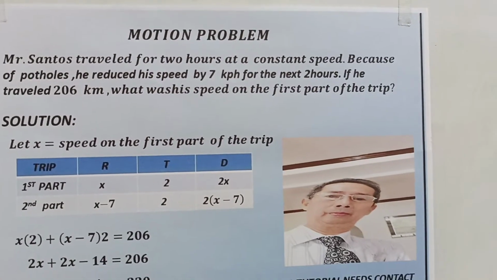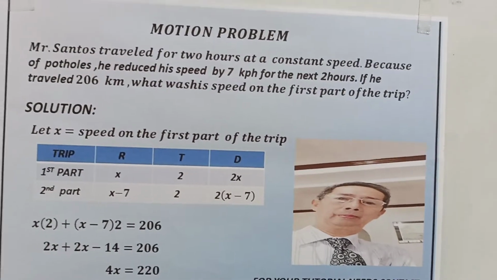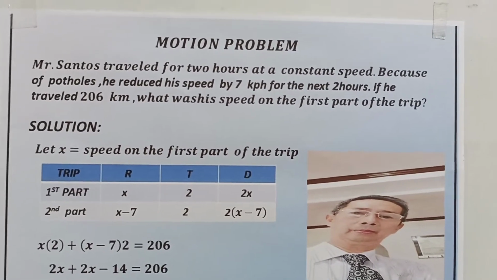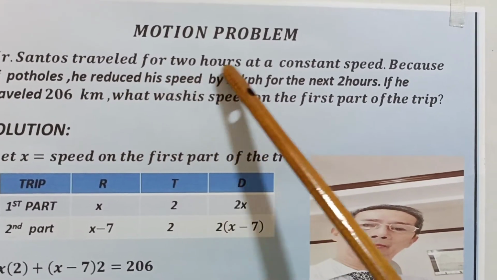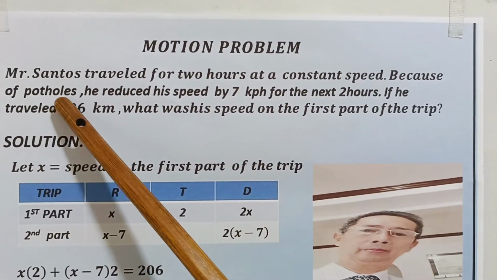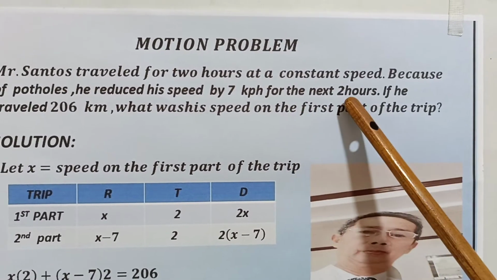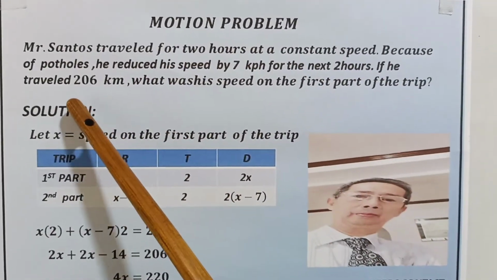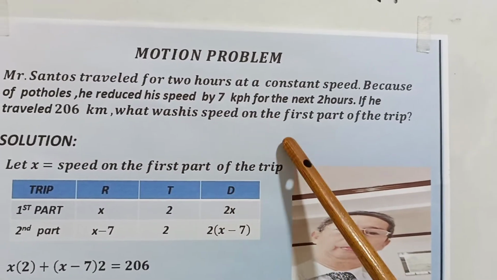Now we're going to discuss motion problems, and we have three problems in algebra. The first one states: Mr. Santos traveled for 2 hours at a constant speed. Because of potholes, he reduced his speed by 7 kilometers per hour for the next 2 hours. If he traveled 206 kilometers, what was his speed on the first part of the trip?